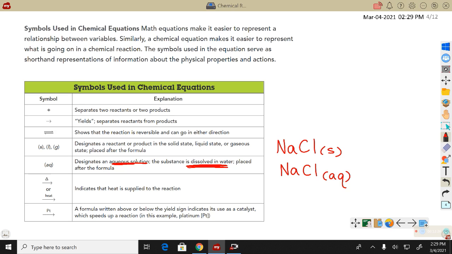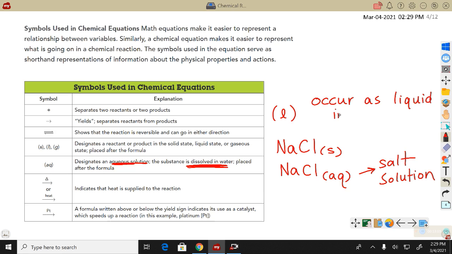I mean, this would be a sodium chloride solution. This is like a salt solution. It's salt that's been dissolved in water, so it's going to look like a liquid. And so then they're like, well, why don't you just use the L? The L liquid is only for things that naturally occur as a liquid in nature.